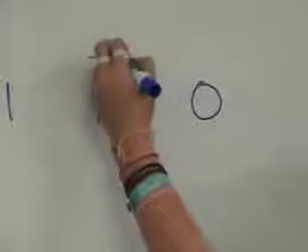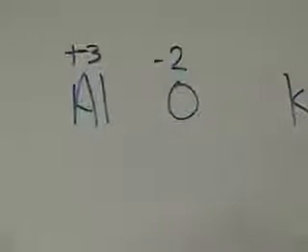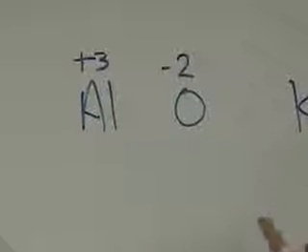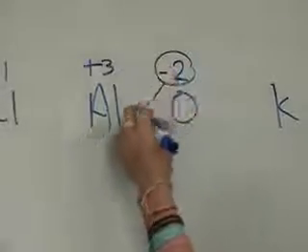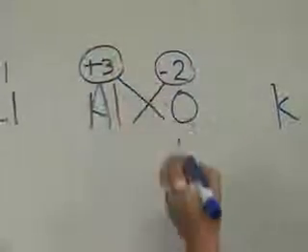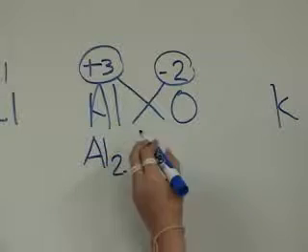And then for aluminum and oxygen, since aluminum is +3 and oxygen is -2, you have to cancel them out. So you can just switch the numbers like that. So it'd be Al and O.